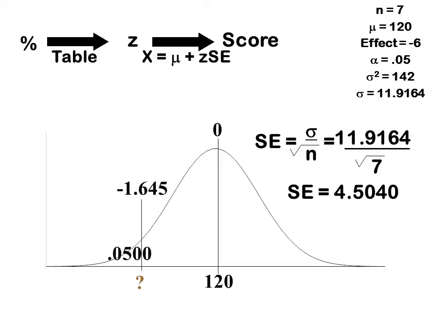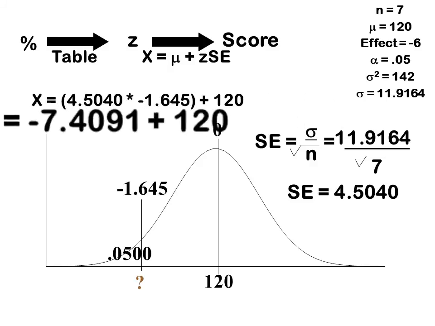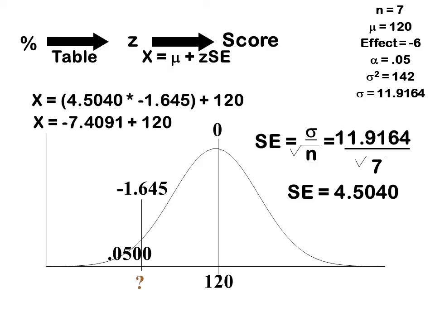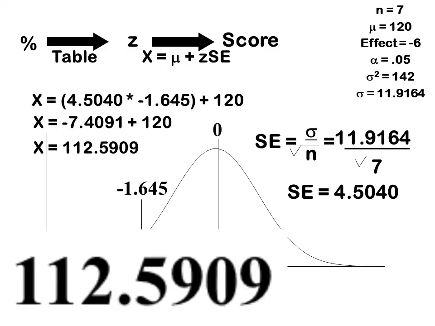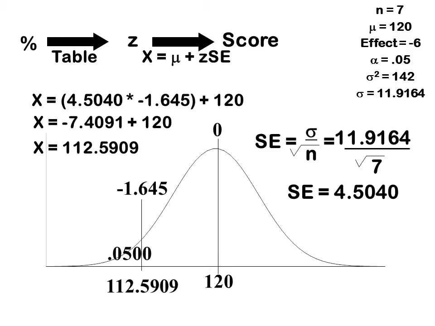So now I can use my equation. I can take my standard error times the z-score and add that to my mean. That gives me negative 7.4091 plus 120. And that ends up being 112.5909, and I put that in my graph. That's also the number I'm going to carry to the next picture. But I'm also going to carry my standard error, because that's not going to change, and I don't want to have to calculate it twice.